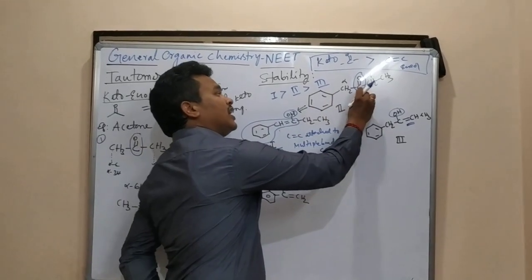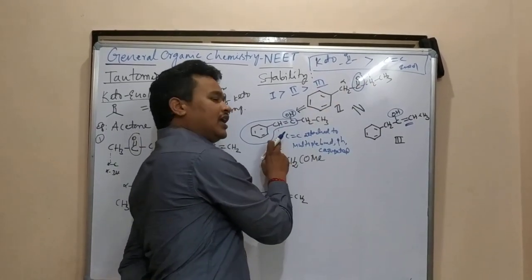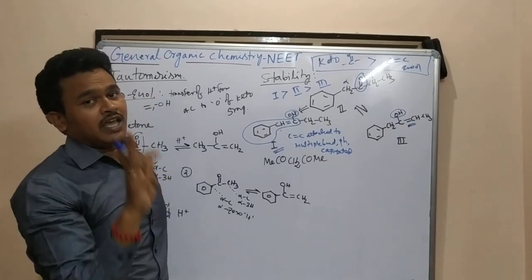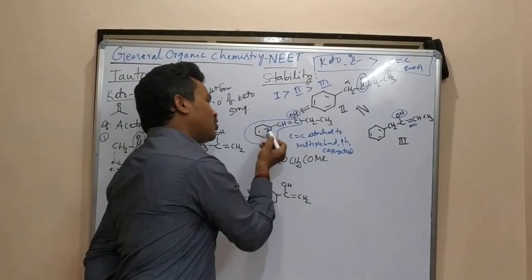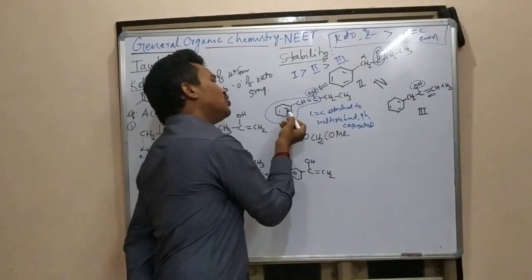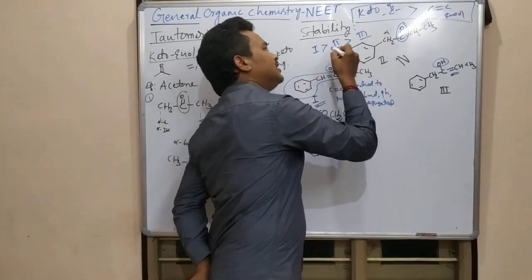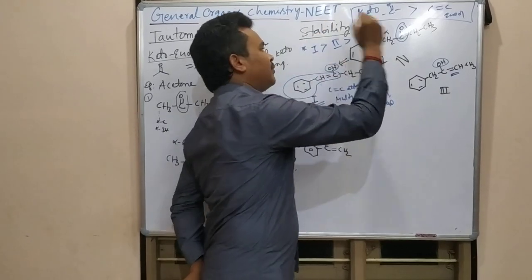Keto is not the first one. Enol only is the first one here, due to the conjugation with the phenyl ring. The double bond is in conjugation with the phenyl ring. This is giving more stability. That stability dominates the stability of the keto group. That is why this order is important for me.